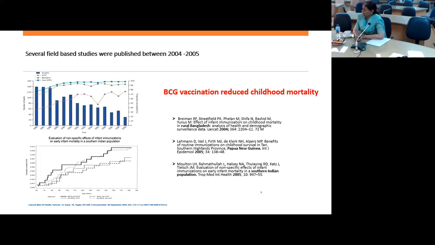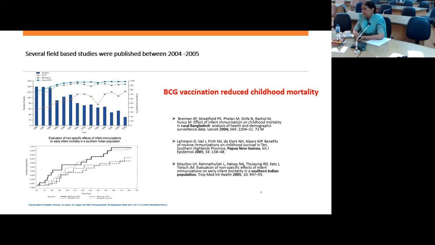It was quite well known that BCG vaccination reduced childhood mortality. And it was because of several reasons that we went through previously. Disseminated TB was protective. It did show cross protection against viral diseases. So the question was, are these vaccines that are being given at birth and over the period of 5 years doing anything? Do they provide any protection against childhood mortality?